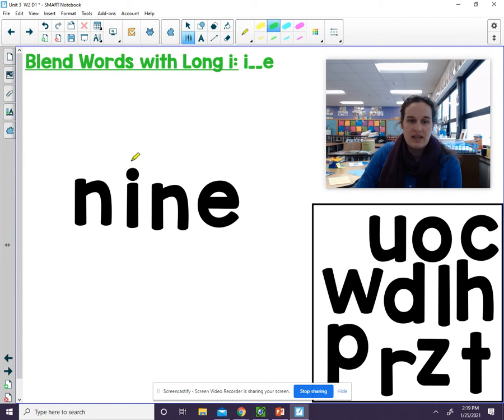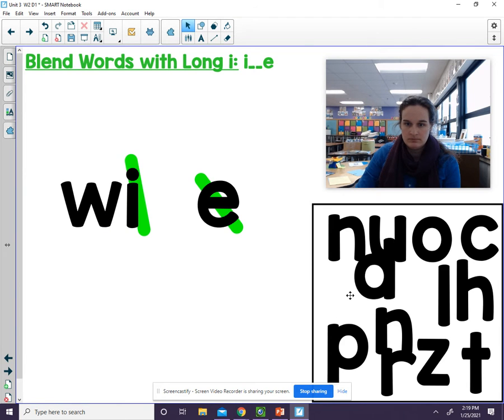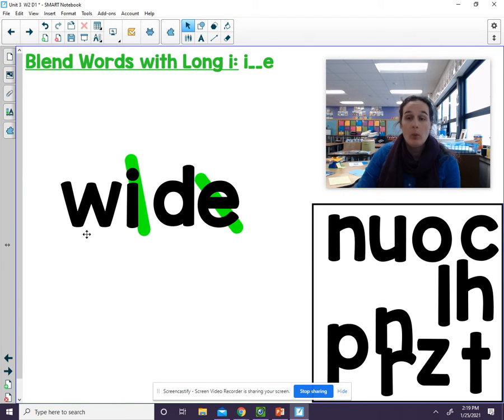Again, we notice that there's the I and the E. Those will work together to say long I. So the word is nine. The word is nine. We'll try another. Wide. The word is wide. Say it with me. Wide. You'll notice that it has that long I sound.